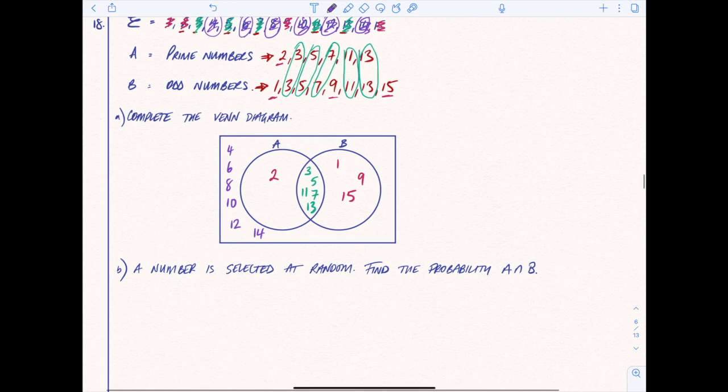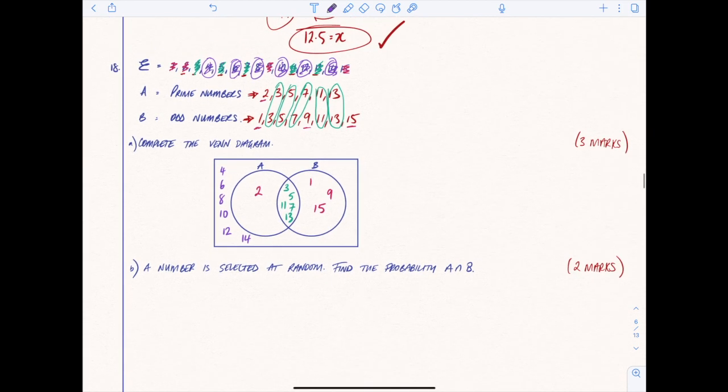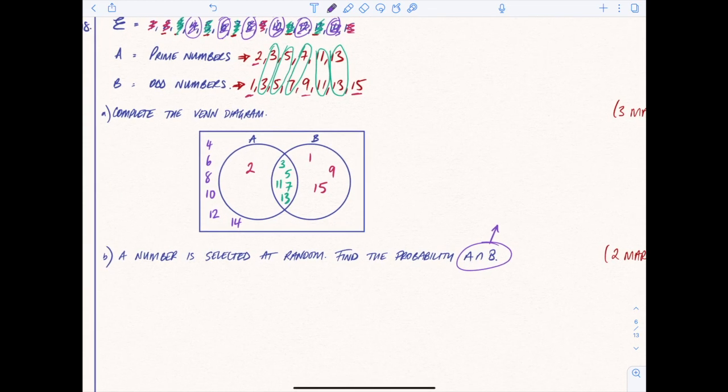Okay, so that'd get you 3 marks. So a Venn diagram tends to get you 3 marks. It's a mark for getting a couple of the sections right, and then for the fully correct diagram is 3. So it then says a number is selected at random. Find the probability of A and B. So this is a bit of set notation.